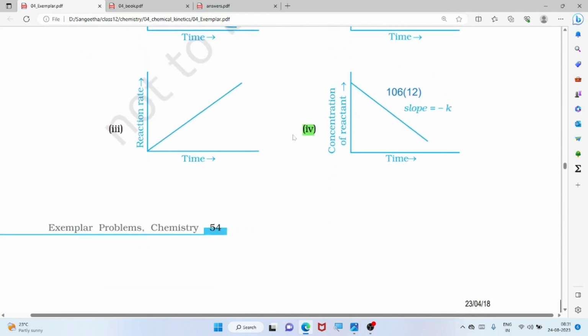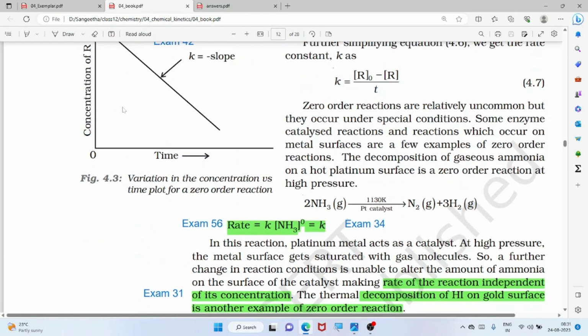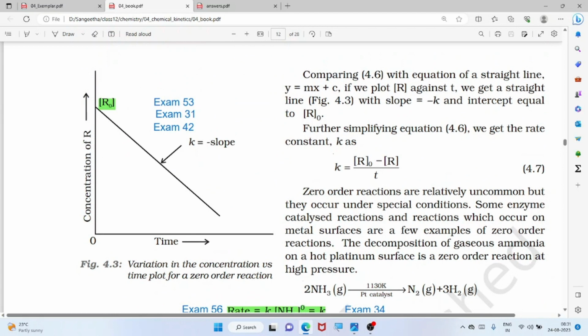And this one, time versus concentration of the reactant. Okay, this is correct. This one, time versus concentration of the reactant: as the time progresses, the concentration of the reactant will decrease.